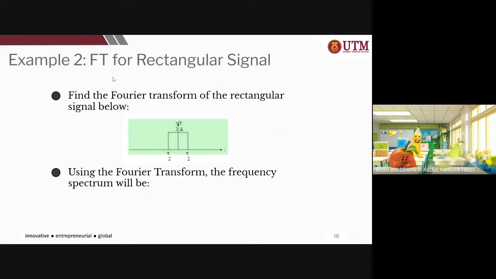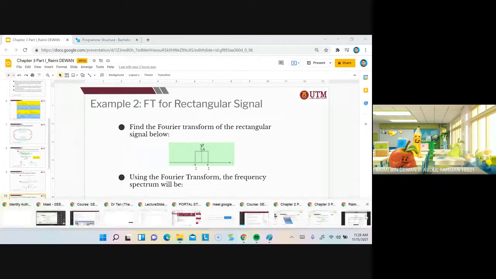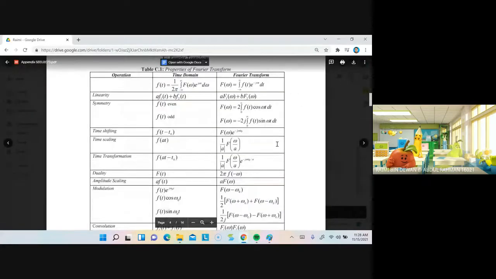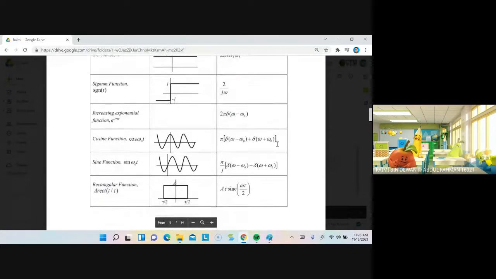Okay, so example 2: Fourier transform for a rectangular signal. If you see, it is only one signal, we don't have others, meaning we don't have it as a repeating unit. So go to your appendix again. Where is the appendix? Go to your appendix, where we see the rectangular signal here.